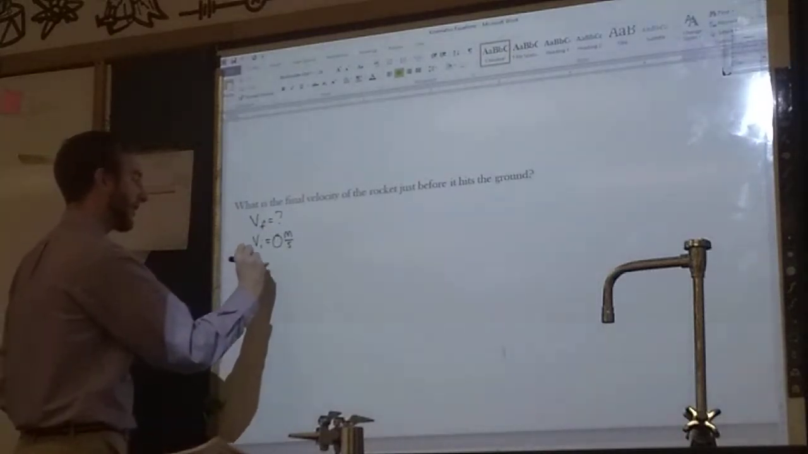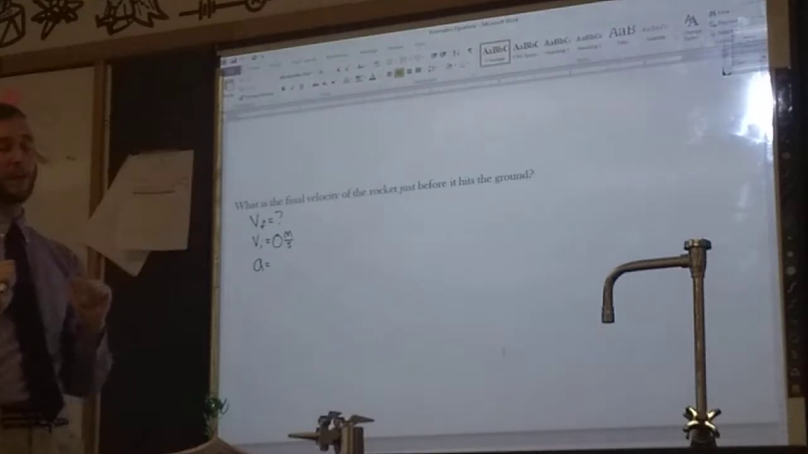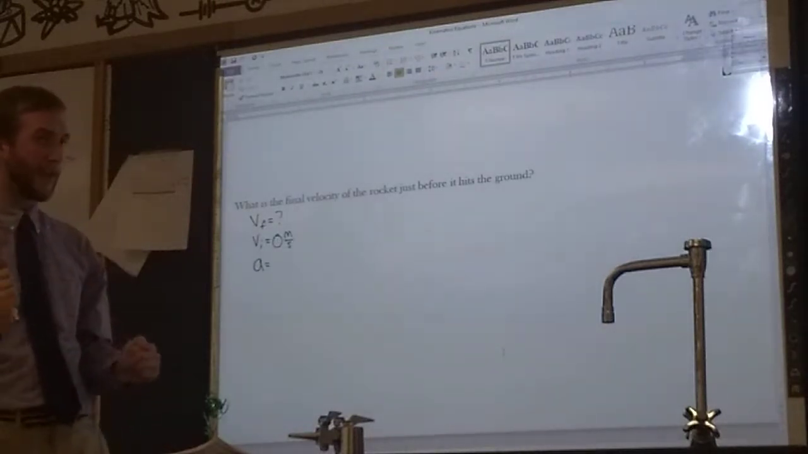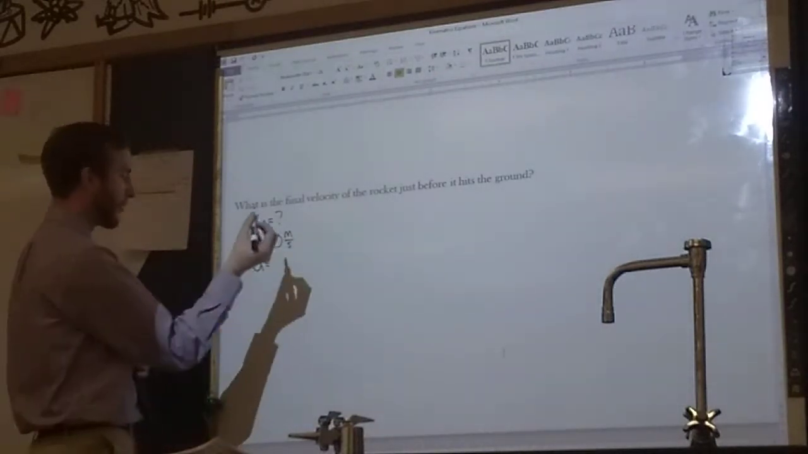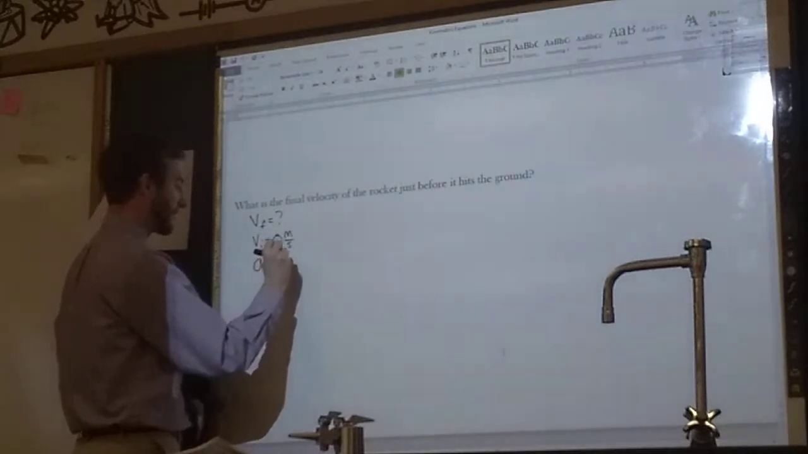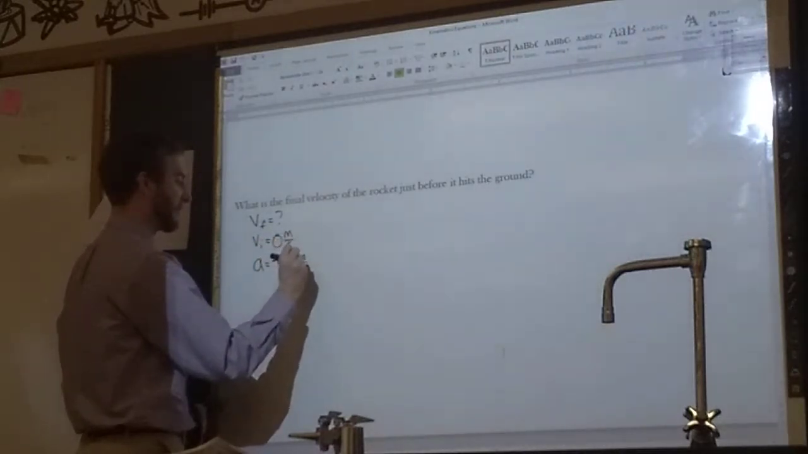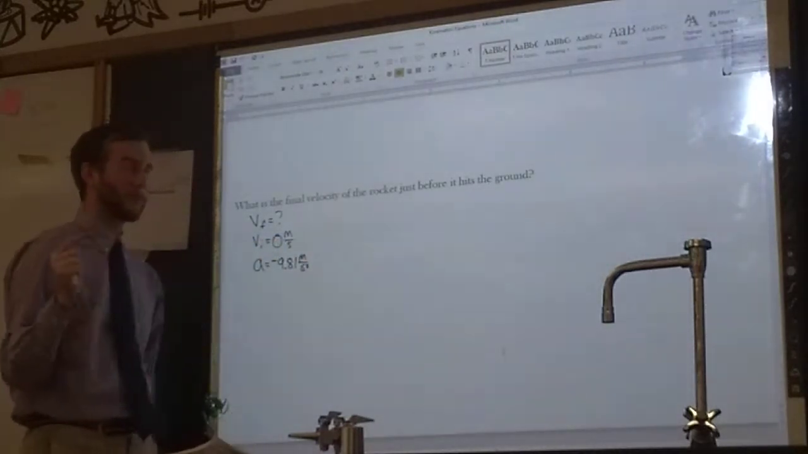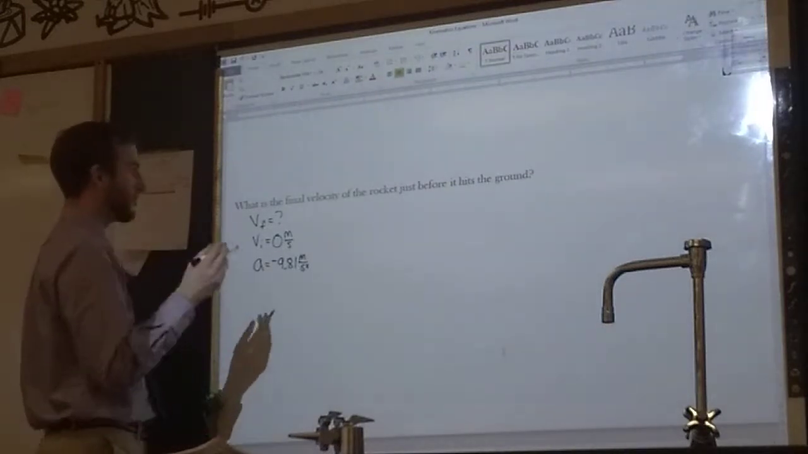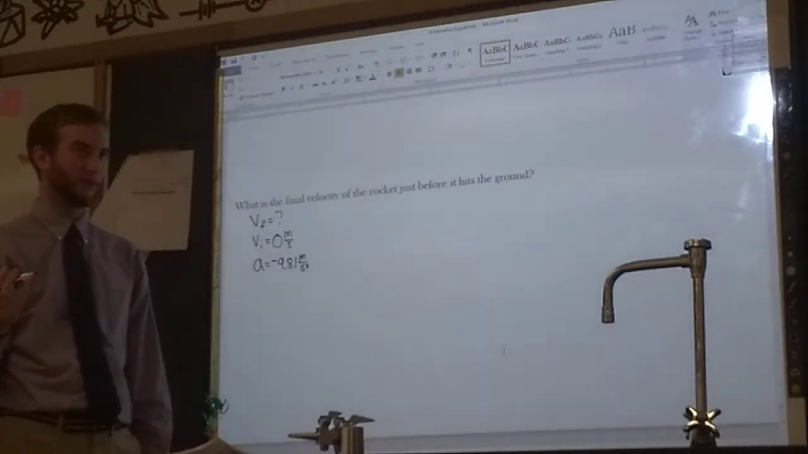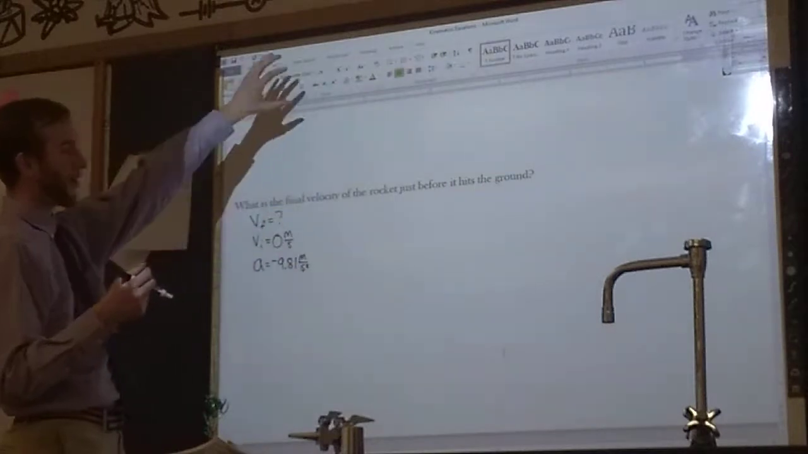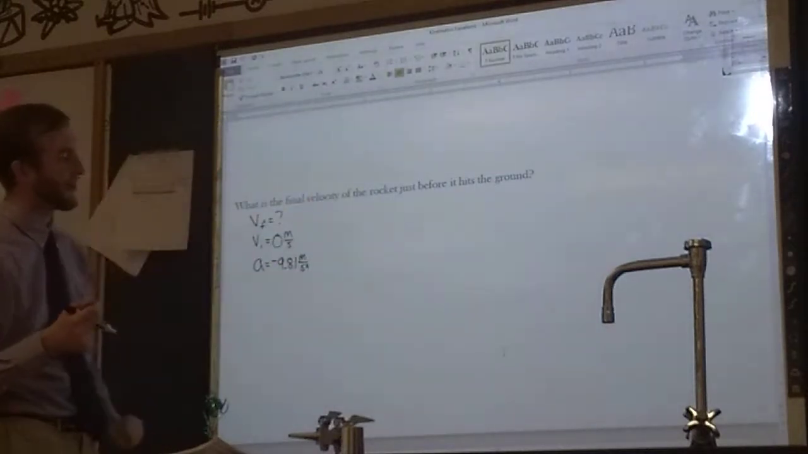We need to know the acceleration. In the beginning of the problem, we stated that the acceleration was negative because we were saying up was positive. We can keep with that, so let's keep saying that the acceleration is negative 9.81 meters per second squared. And I do know the distance that it would fall because I know the height that it got up to. I know it's just going to fall back down that distance.